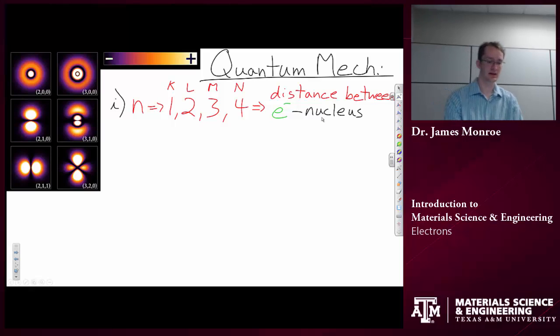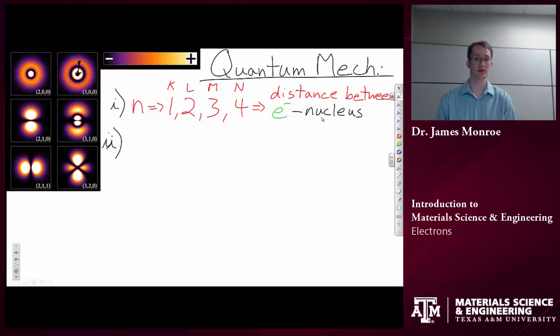So if you look at this particular kind of electron cloud, if the nucleus is right here in the center, N will tell you the distance between the center and a region of high probability. So this would be one particular N right there, and this would be another particular N right there.